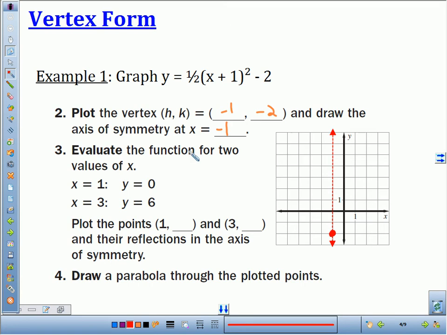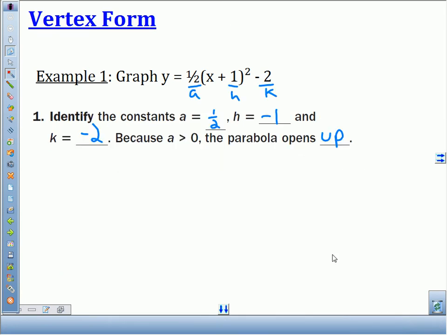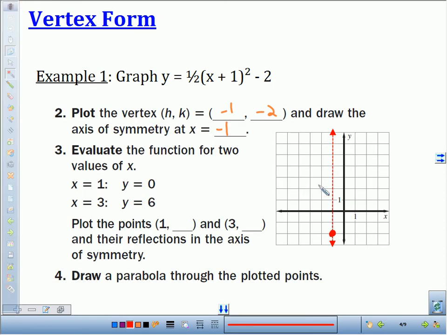So that's my second step. My first step is to find the constants a, h, and k. Second step, to plot the vertex and draw the axis of symmetry. Then I want to evaluate the function for two values of x. Now, when we did standard form, we were able to plug this into the calculator, and we can do the same thing here. If we plug y equals 1/2 (x plus 1) squared minus 2 into y equals, and we look at x values, here are a couple that we might see.